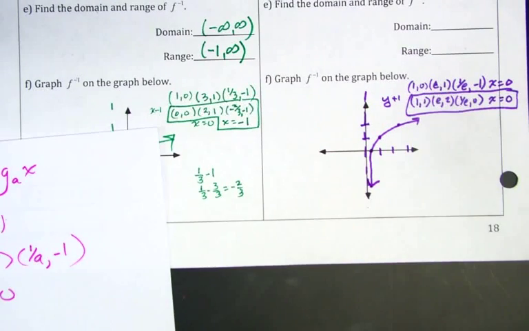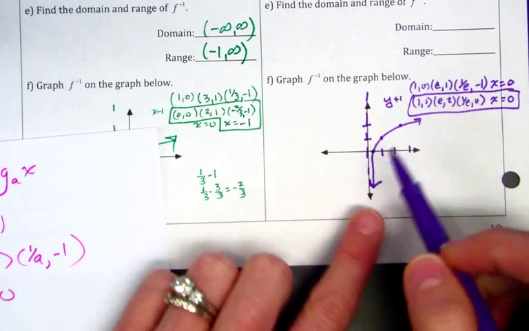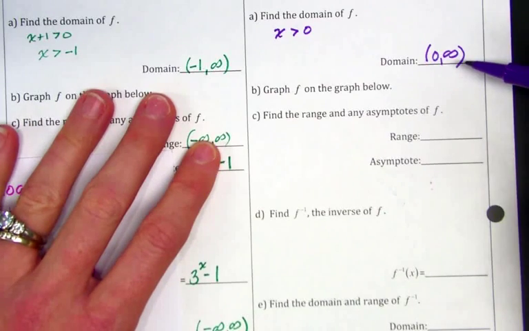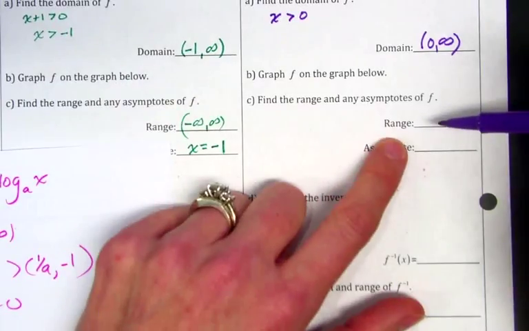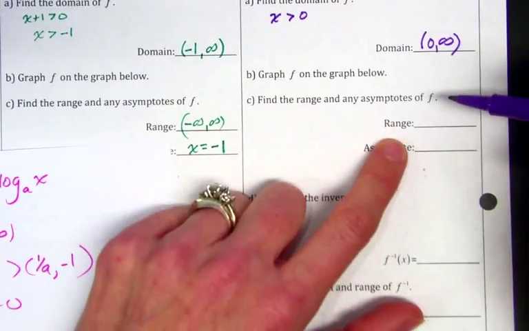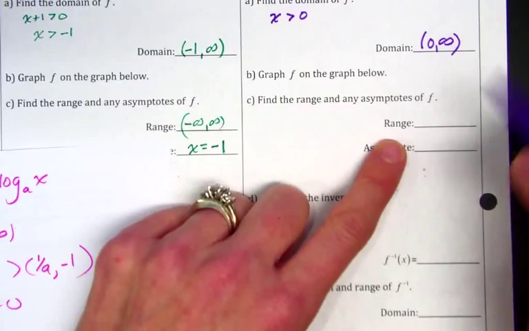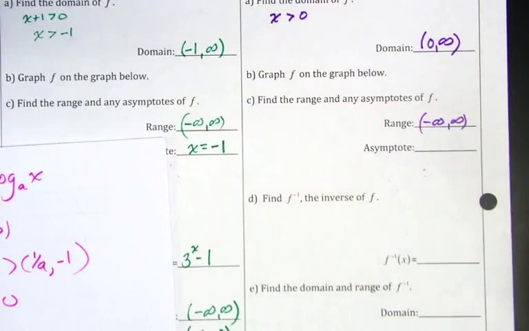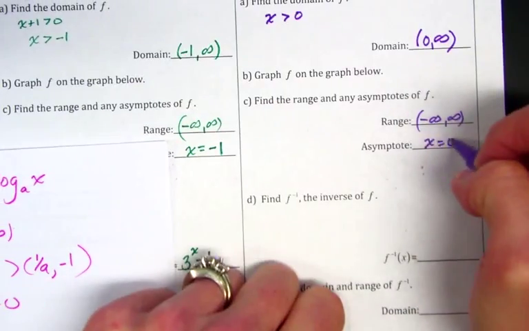All right, so now we can check. If we look here, we can see we're going from the asymptote to infinity, so 0 to infinity, and that matches what we calculated for our domain. What is the range always going to be for log functions? Range is always going to be, yeah, all real numbers, good. All right, how about the asymptote here? We already drew it, but what is it? X equals 0. All right, now we need to find the inverse.